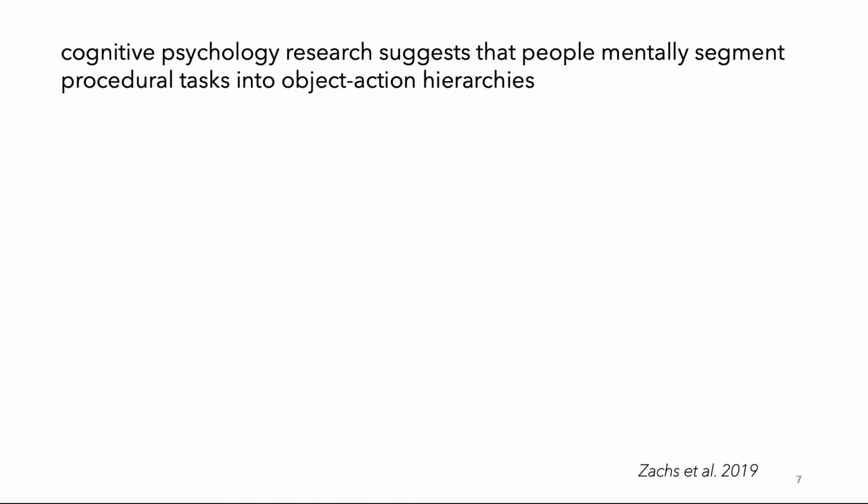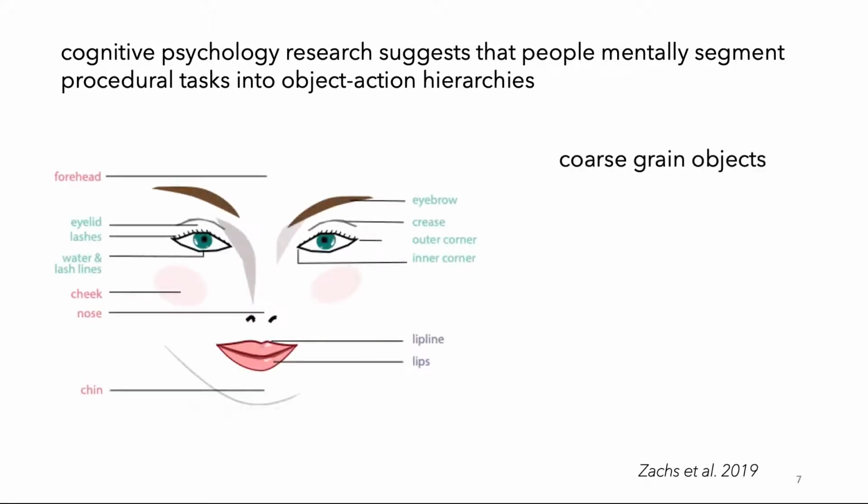In order to do this, we need to first segment the video into steps. Prior research in cognitive psychology suggests that people mentally segment procedural tasks into object-action hierarchies. In a formative study of makeup tutorials, we found that the coarse-level object categories correspond to facial parts, specifically the eyes, broader face, and lips, while fine-grained action steps entail manipulations on these facial parts, such as apply the liner on the lash line.